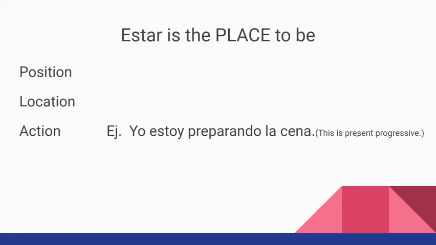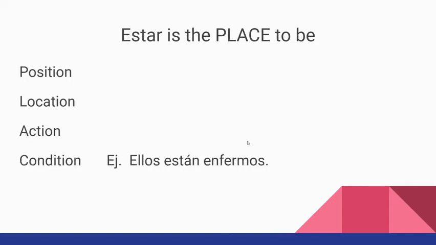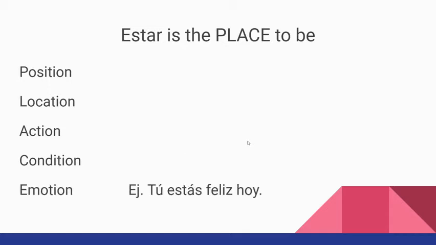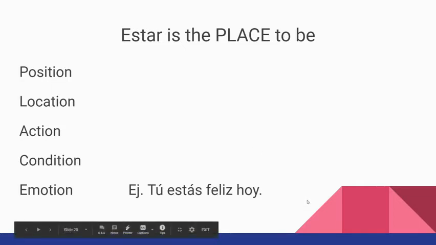Action. This one uses the present progressive. Yo estoy preparando la cena. So here we have our form of estar, and then ando or yendo, to say I am preparing dinner. Don't forget that when you use the present progressive, it means it's something that's happening right now at this exact moment. C stands for condition. Ellos están enfermos. This is something that's always changing. So today they might be sick, tomorrow they might not be. And the last one here in place is E for emotion. Tú estás feliz hoy. You are happy today. Your emotions are always changing.